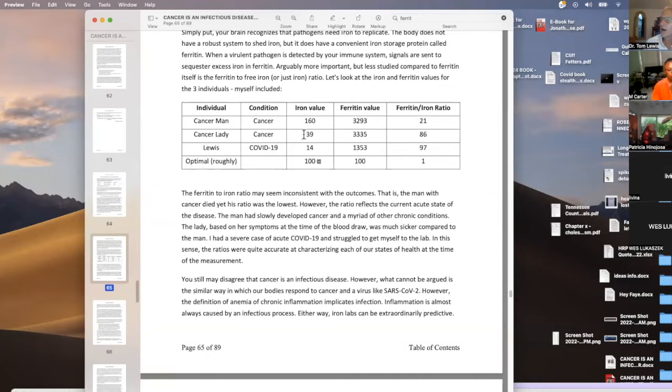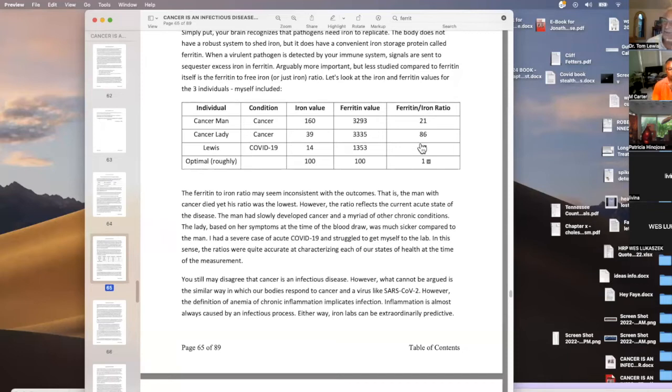And you can see her iron level was substantially suppressed and her ferritin level was quite high. Her ferritin to iron ratio was 86. But extraordinarily high. Now here's me during the height of COVID, my fever was 103.5. My iron value, so I have an infection, I have anemia of chronic infection. My iron value was 14 and my ferritin was 1,300, 1,400. But the ferritin to iron ratio is 97.